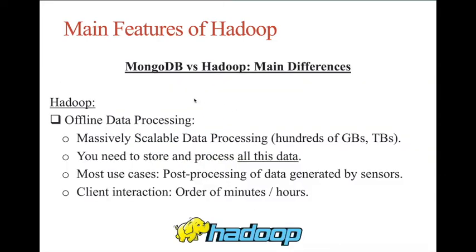Now, let me talk a little bit about the differences between the Mongo distributed databases and the Hadoop distributed file system. One of the main differences is that in Hadoop we are going to be processing quite a lot of data. And this processing is offline, because the amount of data is huge. We are going to be storing this data, and then processing that data.